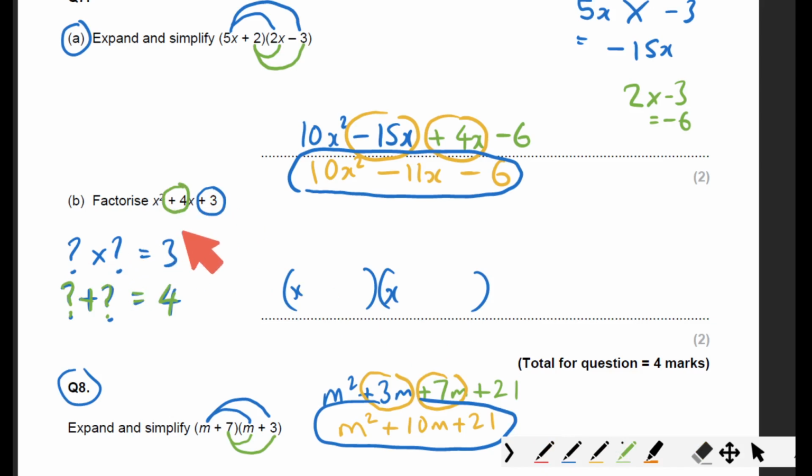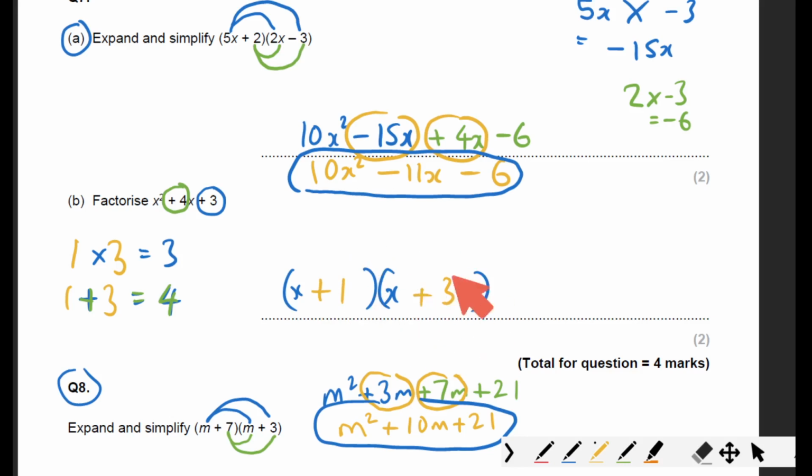What two numbers multiply together to give you the last one, but then added together to give you the middle one, the x term. Right, in this case it's 1 and 3. Think about it. 1 times 3 gives you 3, but when they're added together, it does give you 4. So 1 and 3 is what we've been looking for. So that's positive 1, positive 3, positive 1, positive 3. You can swap them around, it doesn't matter. So that's been fully factorized.